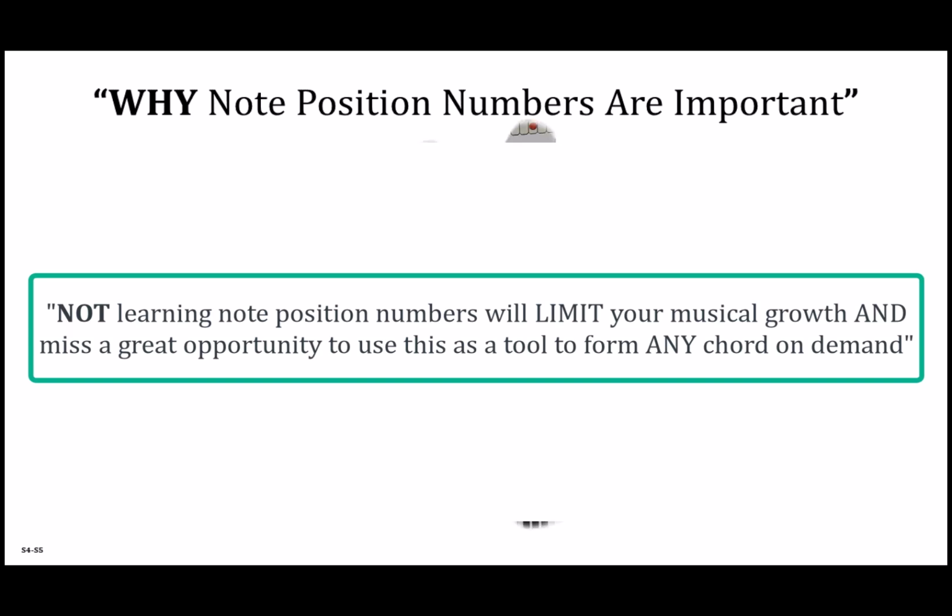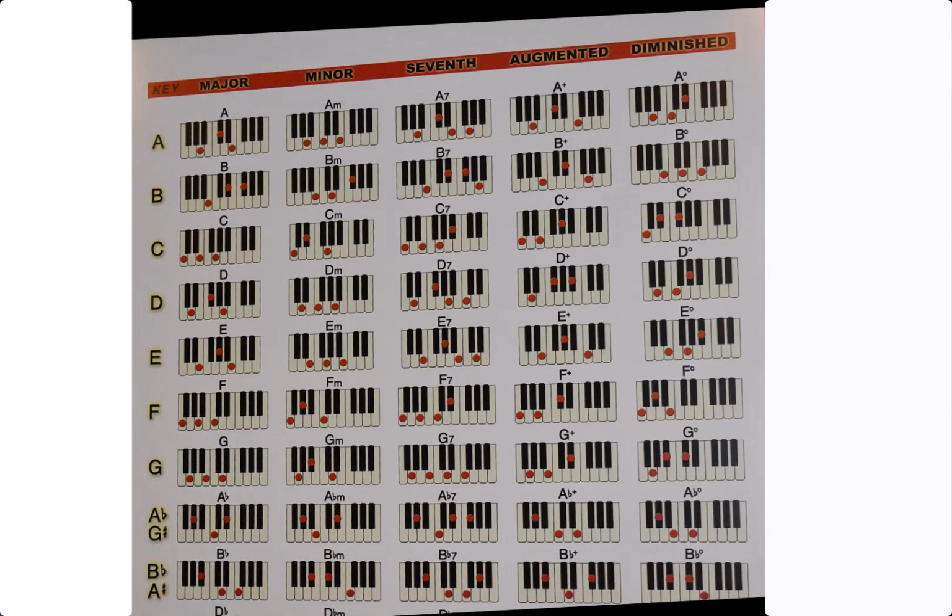pretty much on demand. And by the way, you might now be thinking that since we have already learned note names back in session 2, why can't we just look up the note names that need to be played to form a certain chord and not use note position numbers? Well, the answer is you can by buying chord charts or chord books such as this chart. But the problem is that most of these resources only contain a limited number of chords. And those chords that are not addressed in charts or books leave you back at square one.